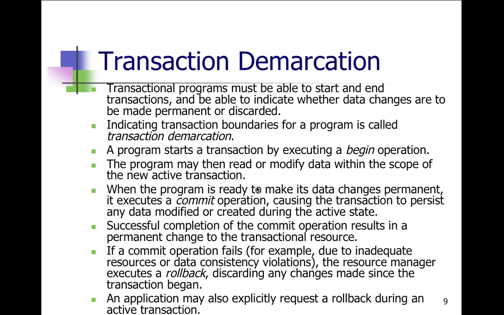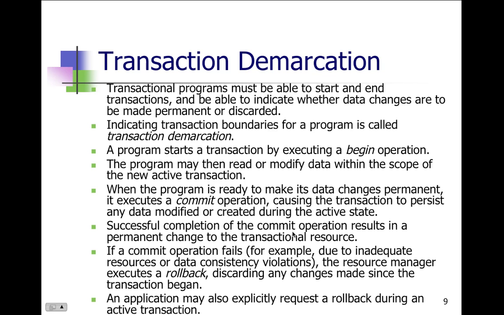So the program starts the transaction by executing a begin. So the transaction manager object that you create would perform a start or begin. The program then reads and modifies within the scope of the new active transaction and performs all the different tasks. And then there's an end. So when the program is ready to make all the changes permanent, it executes what's called a commit operation, very similar and identical to what a commit means in terms of database terminology, and causes the changes made during the active state to actually be committed, to be saved.